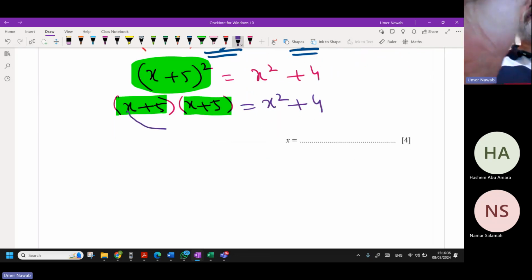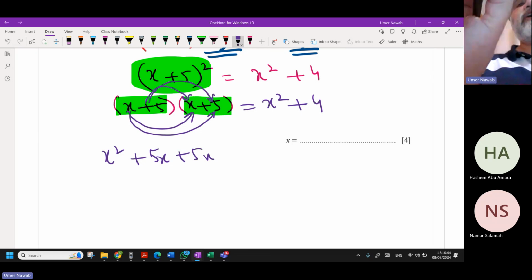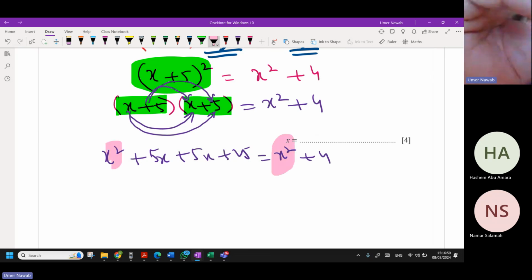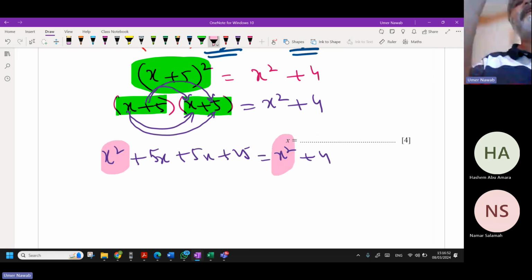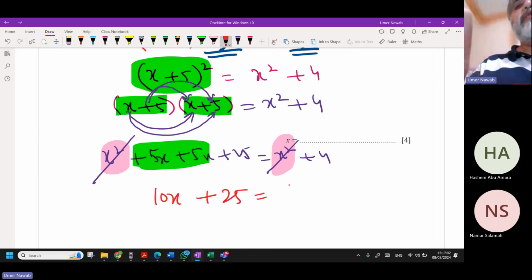Now, x times x gives you x squared. x times 5 gives you 5x. 5 times x gives you 5x. And 5 times 5 gives you 25 is equals to x squared plus 4. Brilliant. Can you check that? x squared on the left and x squared on the right hand side. Mr. Umar, cancel it and convert this equation into a linear equation, because 5x plus 5x gives you 10x plus 25 is equals to 4.